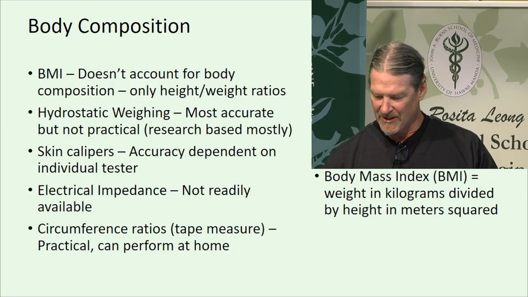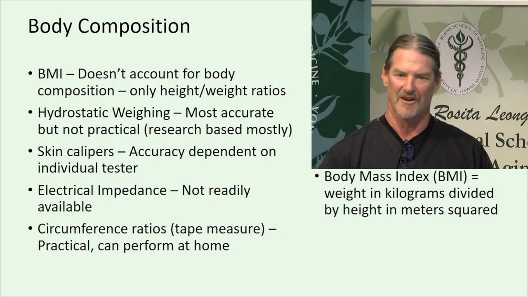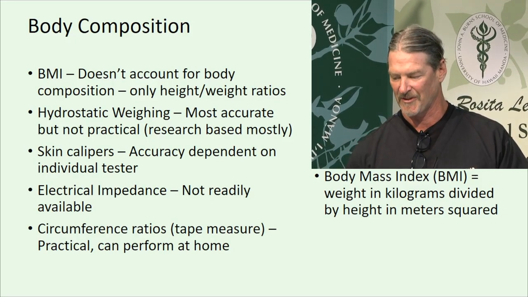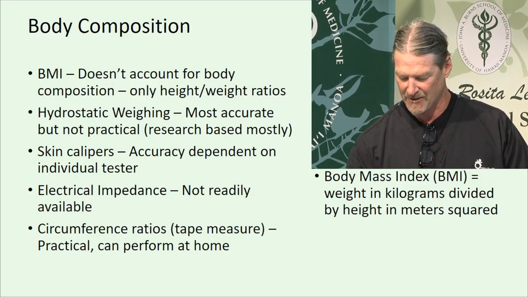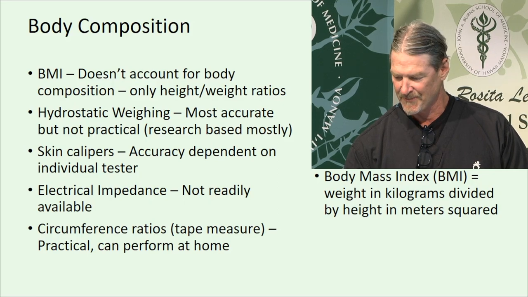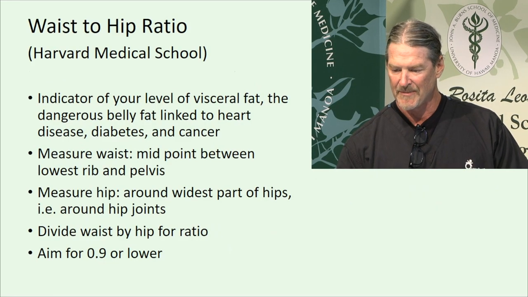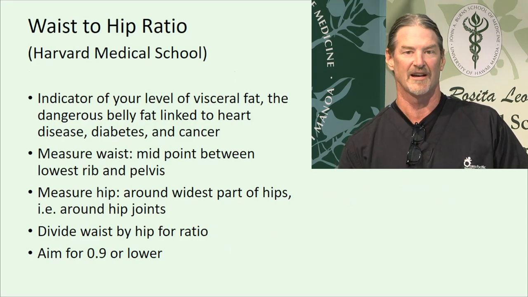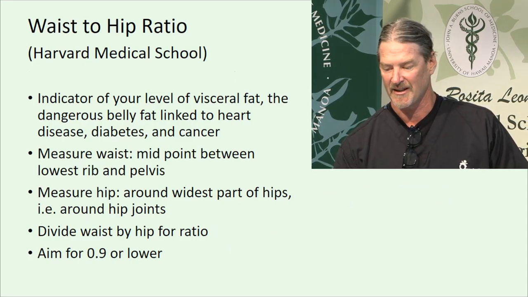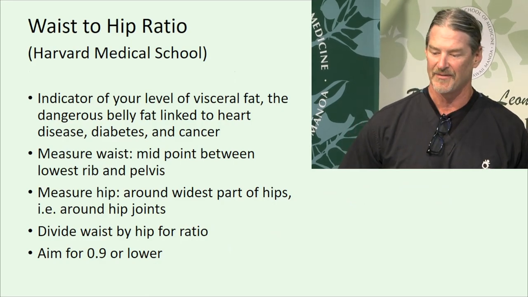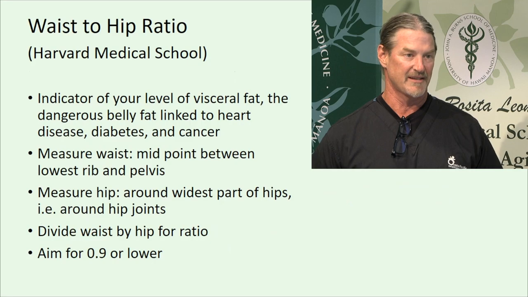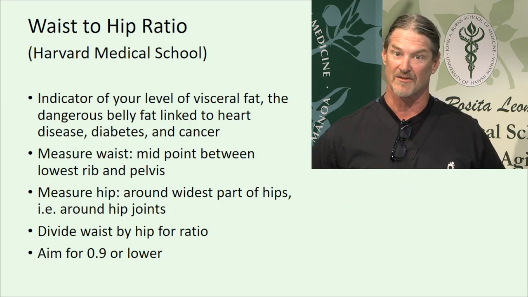And then what we're going to do at home, obviously none of those things you can do at home, is we're going to do some circumference ratios. So this is where we're going to pull out our high-tech equipment of our tape measure. So the first one, this is from the Harvard Medical School, is a waist-to-hip ratio. So it's an indicator of your level of visceral fat. Okay, this is the dangerous belly fat that is linked to diabetes and cancer and heart disease, right?